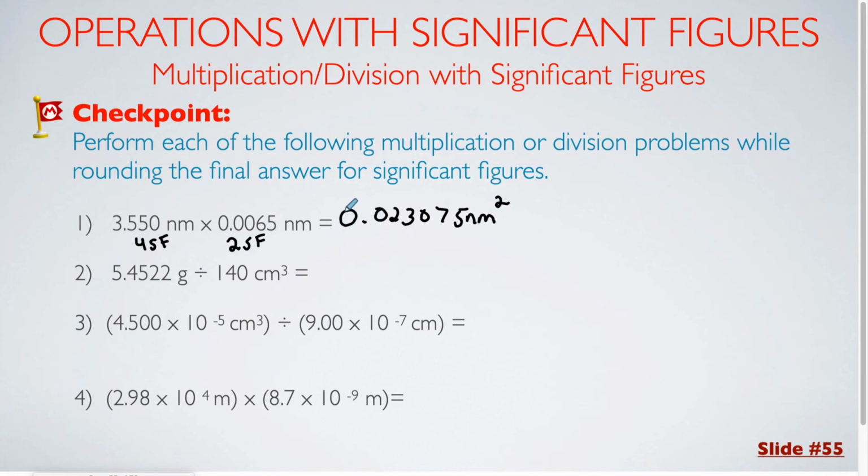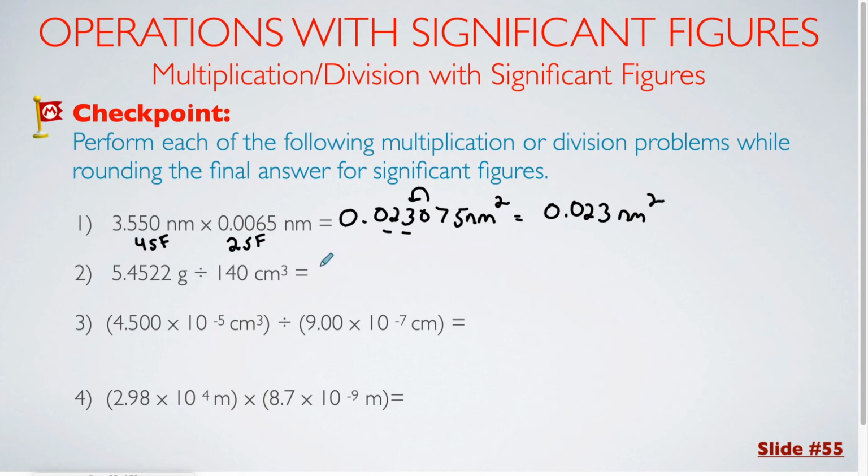This 0 is not significant because it's leading. This 0 is not significant, still leading. 1, 2. So that's as much as I'm allowed to keep. This 0 is not enough to round up to 3. So 0.023 nanometers squared would be my final answer.